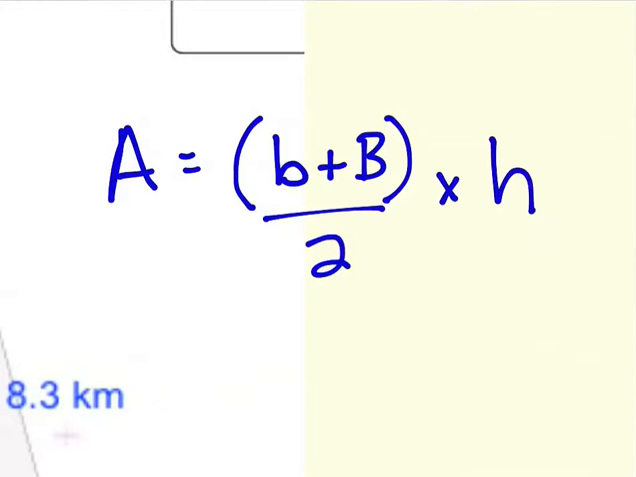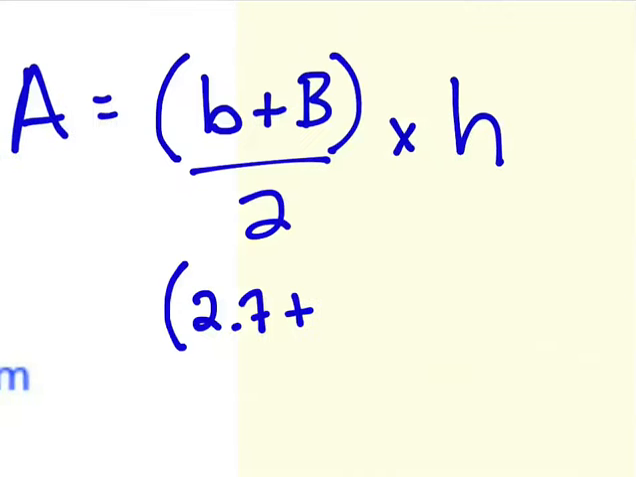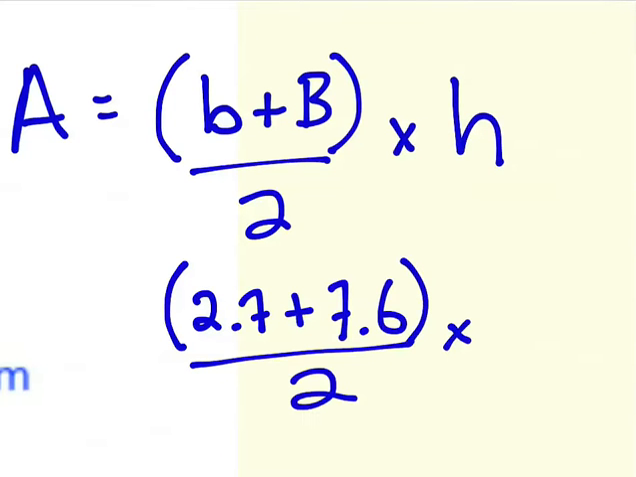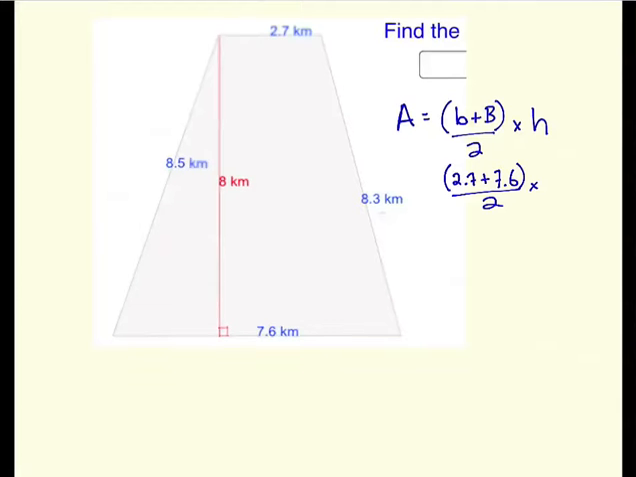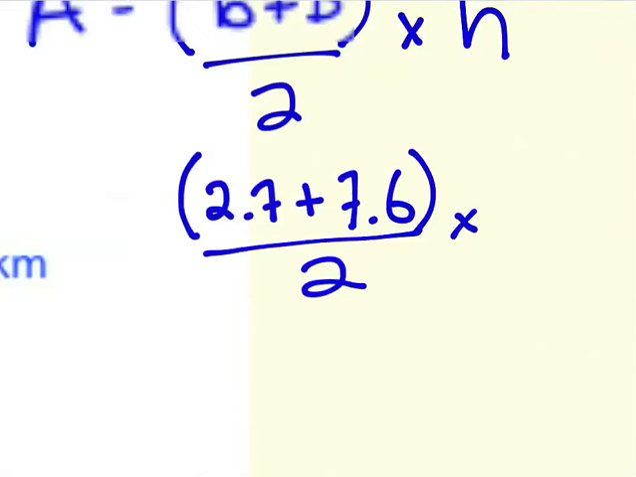All right, so let's fill in what we know. So the little base is 2.7 kilometers. So this is huge. So 2.7 kilometers. And the big base is 7.6 kilometers. Divide all that by 2 and times the height. Make sure you're getting the decimals correct. So times the height, which is 8 kilometers.